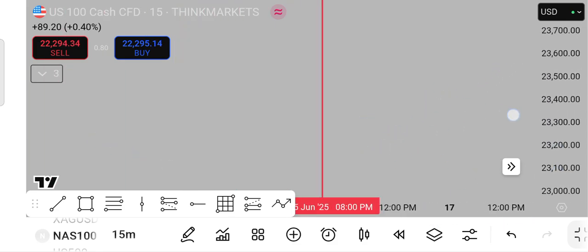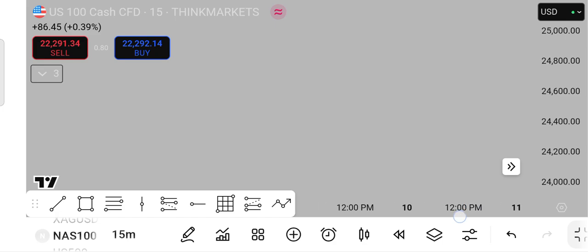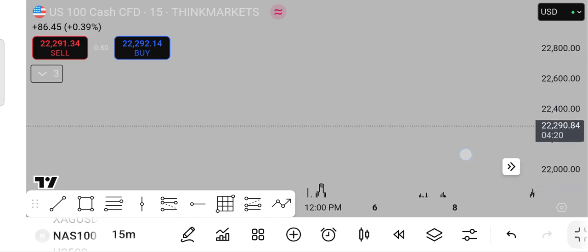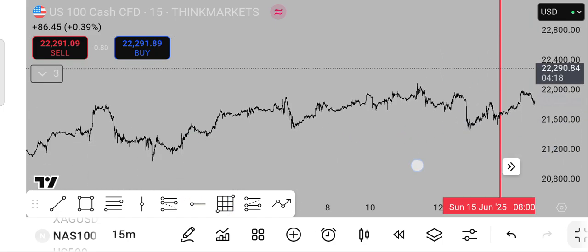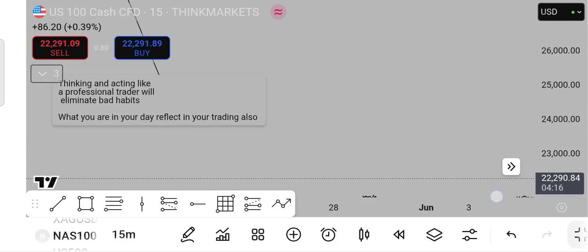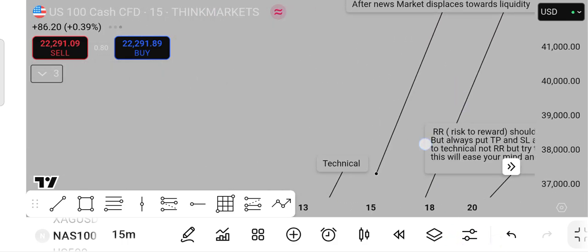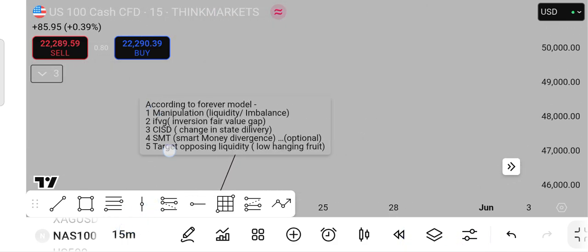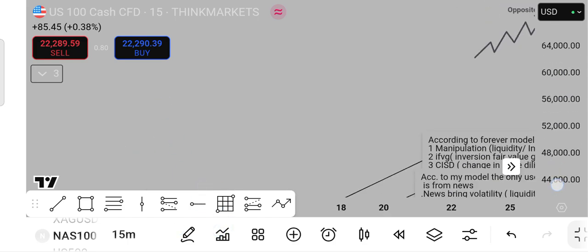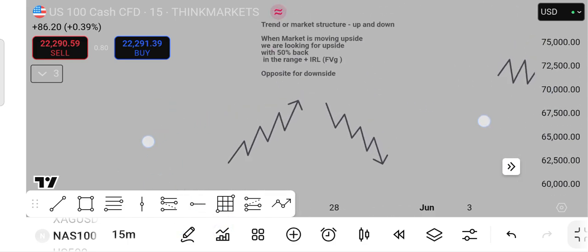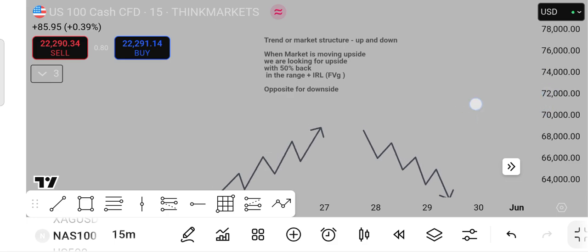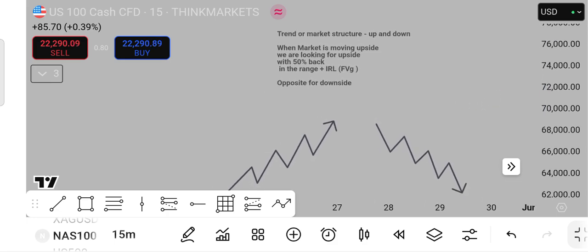I have made arrangements. Let me see, where are the arrangements? Here it is. You can see trend or market structure.